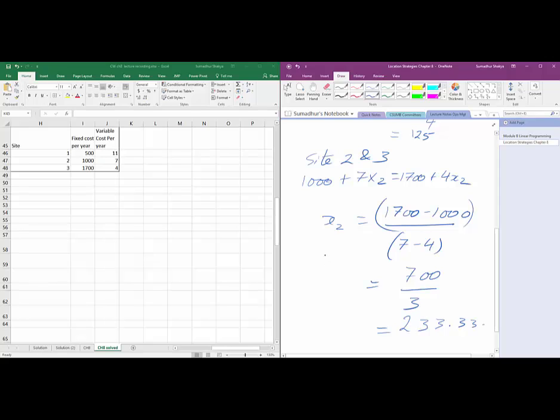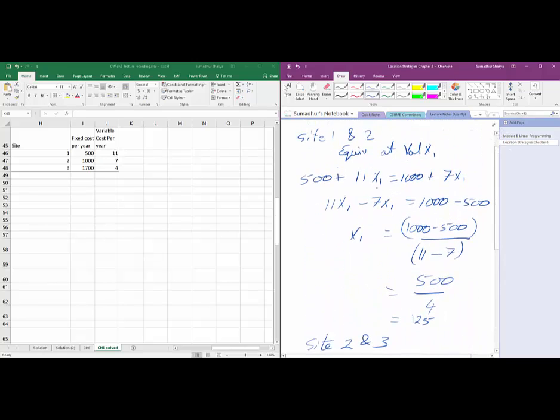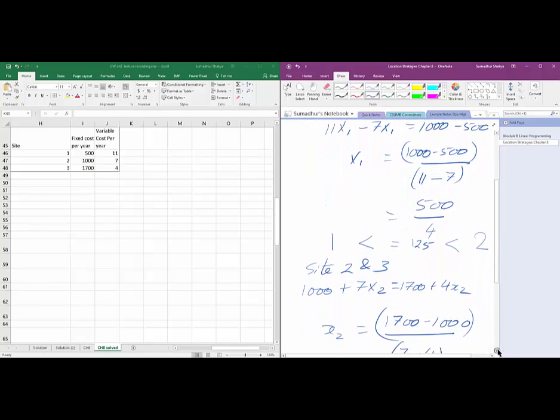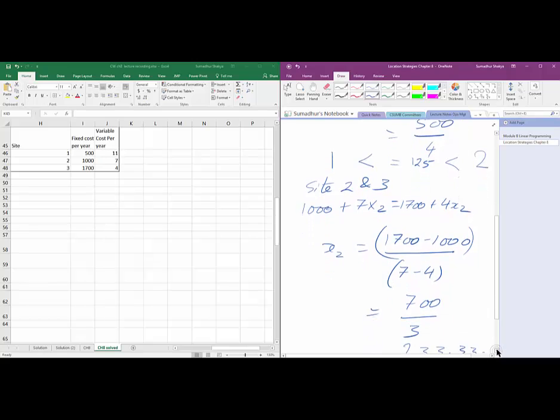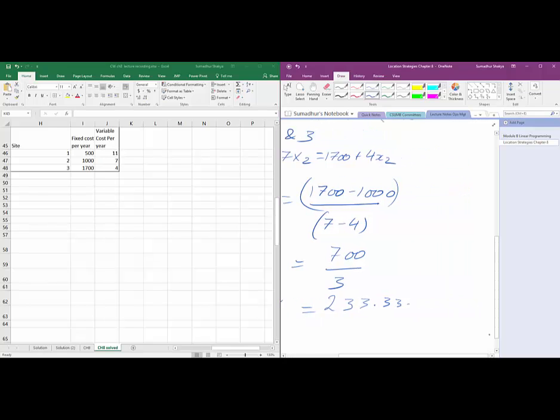Therefore, anything less than 125, site 1 would be good. Anything more than 125, site 2 would be good. In this case, for site 2, anything less than 233, site 2 is better. Anything more than 233, site 3 is better.